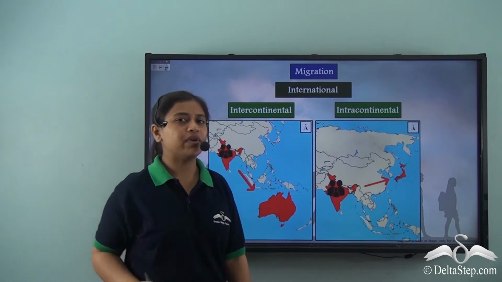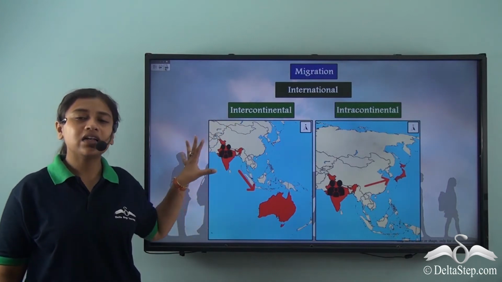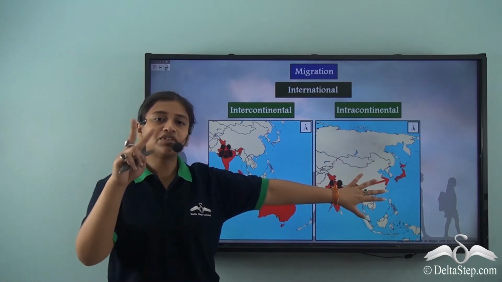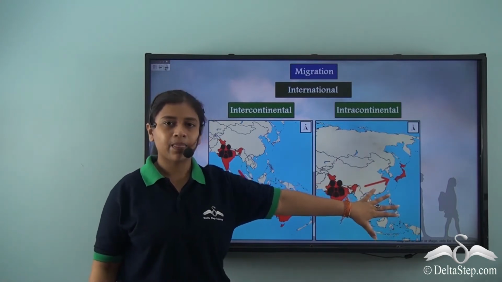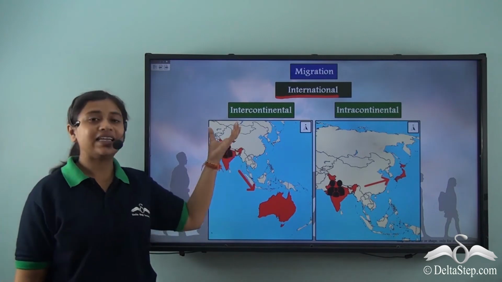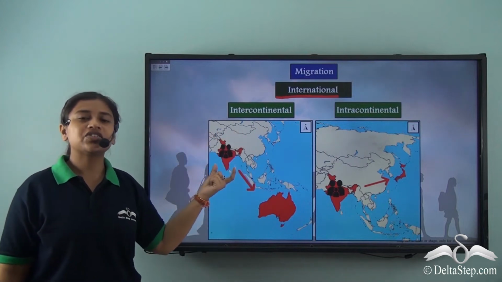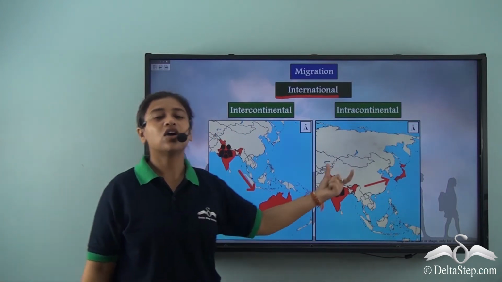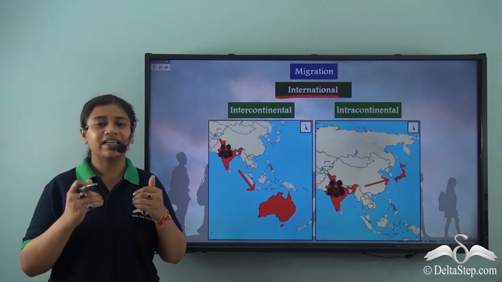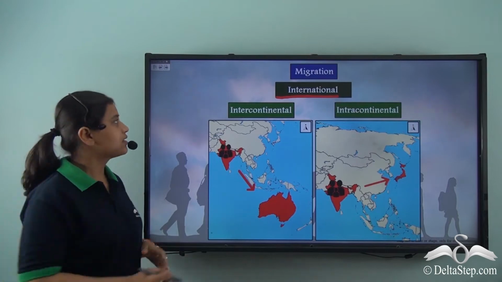Now, if you be very careful with the examples, you will realize very soon that here they are moving from one continent to a separate continent, while here they are moving between two different countries of the same continent. So both of them are international migration, but one is intercontinental and the other is intracontinental. So this is two countries of two separate continents and this is two countries of the same continent, right? So here we understood that migration is international migration and it can be intercontinental as well as intracontinental.